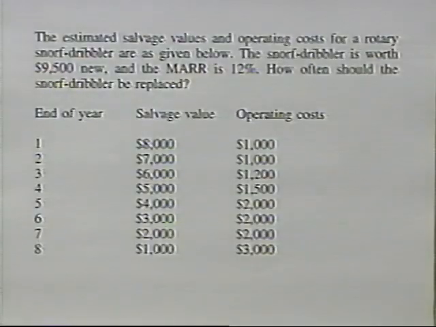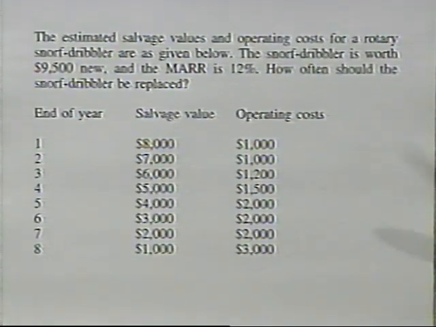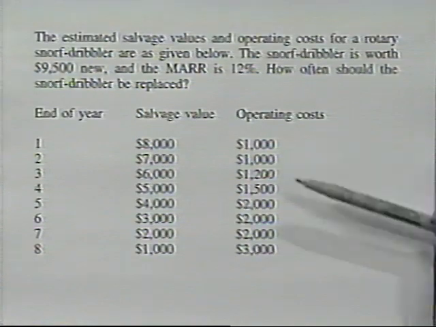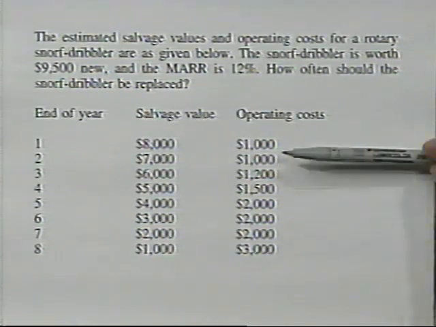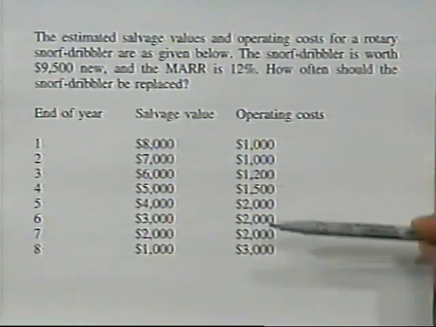Now I'll explain that rule with respect to a problem. Here we have some tool, a rotary Snorf dribbler, and it's worth $9,500 new. We're given a minimum acceptable rate of return and interest rate. We want to know how often the Snorf dribbler should be replaced. And we're given a lot of information concerning its salvage value after a certain number of years and the operating costs of the Snorf dribbler during each year of its life.